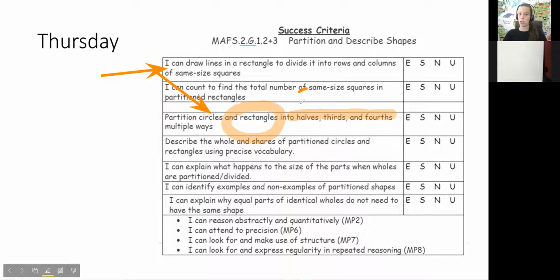So a half is into 2 parts, equal parts. Thirds is in 3 parts, and fourths is in 4 parts. Now, we'll learn how to do this multiple ways next week. Today, we're just going to do it the normal way. All right, so there's a lot more here, but what I really want us to focus on is just that line right there, okay?